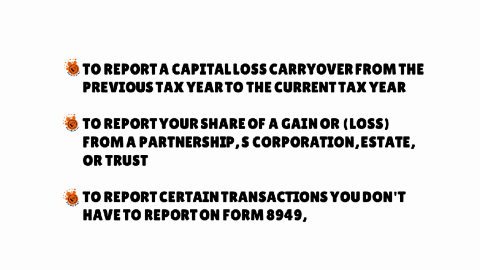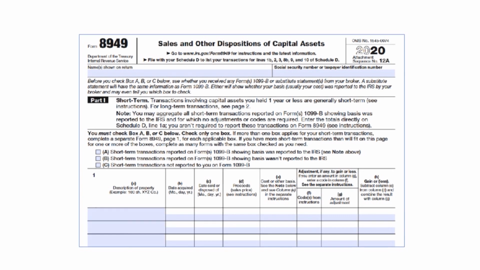So now that you have the theory on Form 8949, I want to quickly walk you through the line-by-line instructions on Form 8949. You can see the form shown on the screen right now. You have to put the names on your return, and you have to put your social, very important.